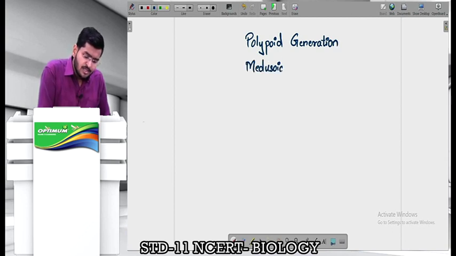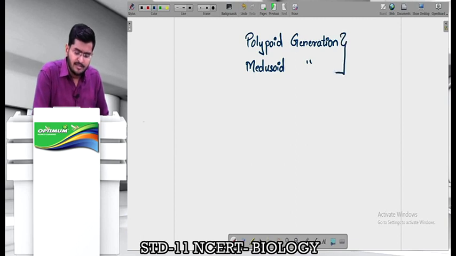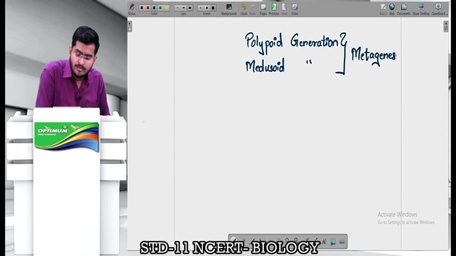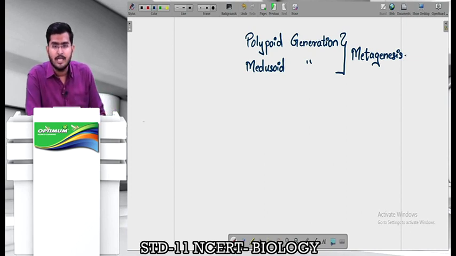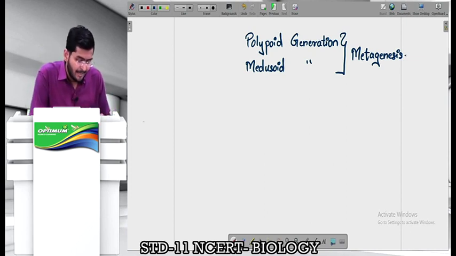So one generation is seen as polypoid and the other generation is seen as medusoid. This is called metagenesis. What is it called? It is called metagenesis, conversion from polyp to medusa and then medusa to polyp. ये जो alternation होगा generation का, इसको हम बोलेंगे metagenesis.